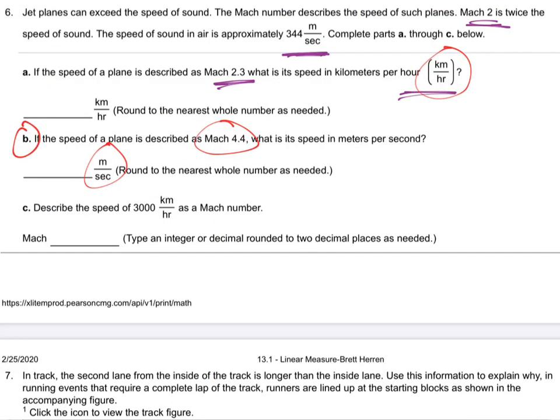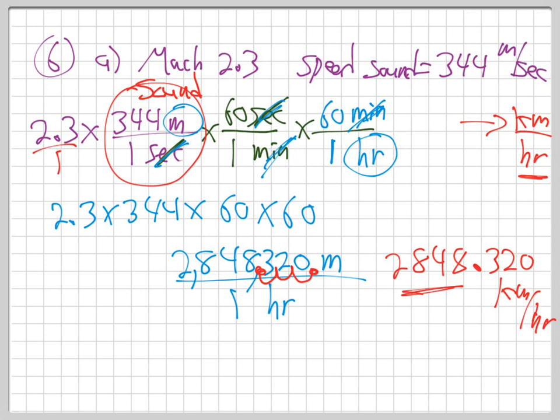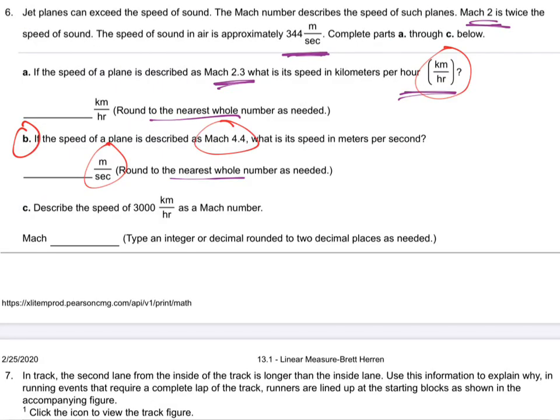And now part C. Oh, they want to round to the nearest whole number. I didn't notice that. So this one should have been 2848 kilometers per hour. And this one should be 1514 meters per second. And now on part C, they say 3,000 kilometers per hour as a Mach number. That's tricky.